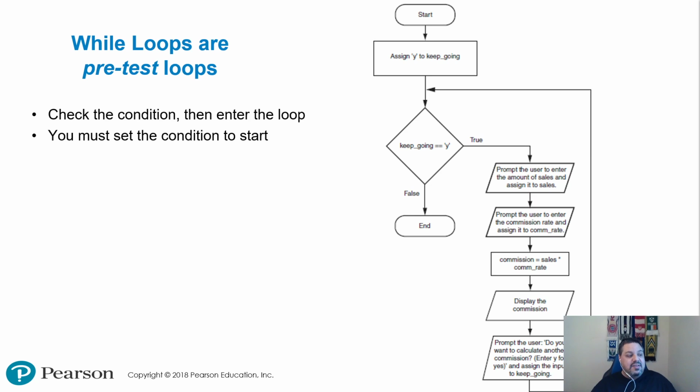So if we forget this first step up here to assign the y to keep going, so keep_going equals single quote y, if that's not set, then when we hit this loop, it's going to go right through the loop and not even bother, because that won't be true. So we need to make sure that before you enter your loop sequence, because this is a pretest loop, it tests before it enters a loop, then we must set whatever the test is to be true so that we can actually get into that loop.